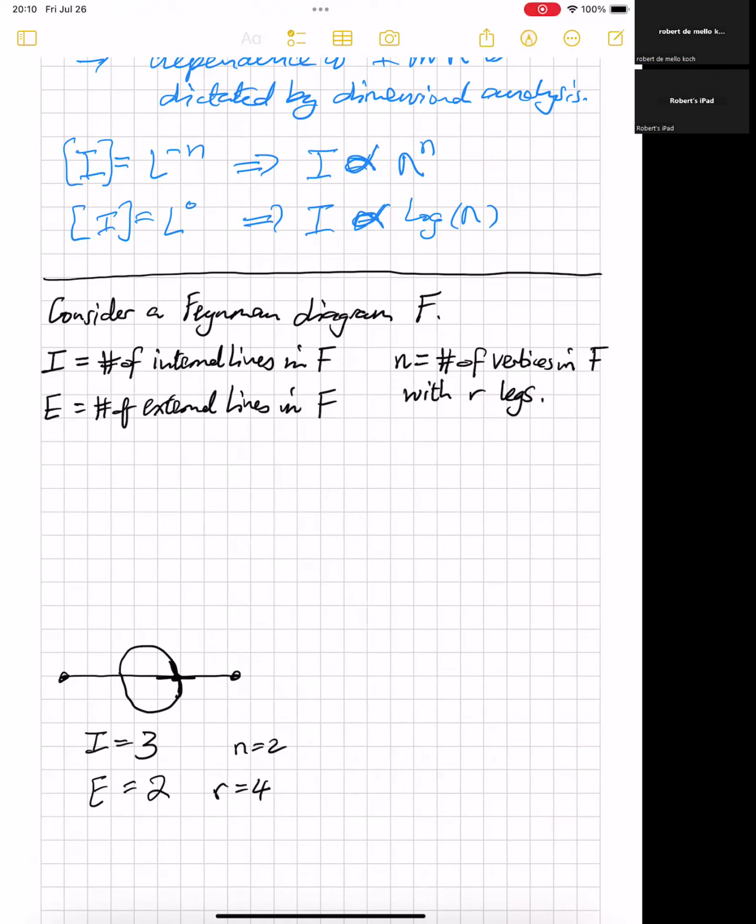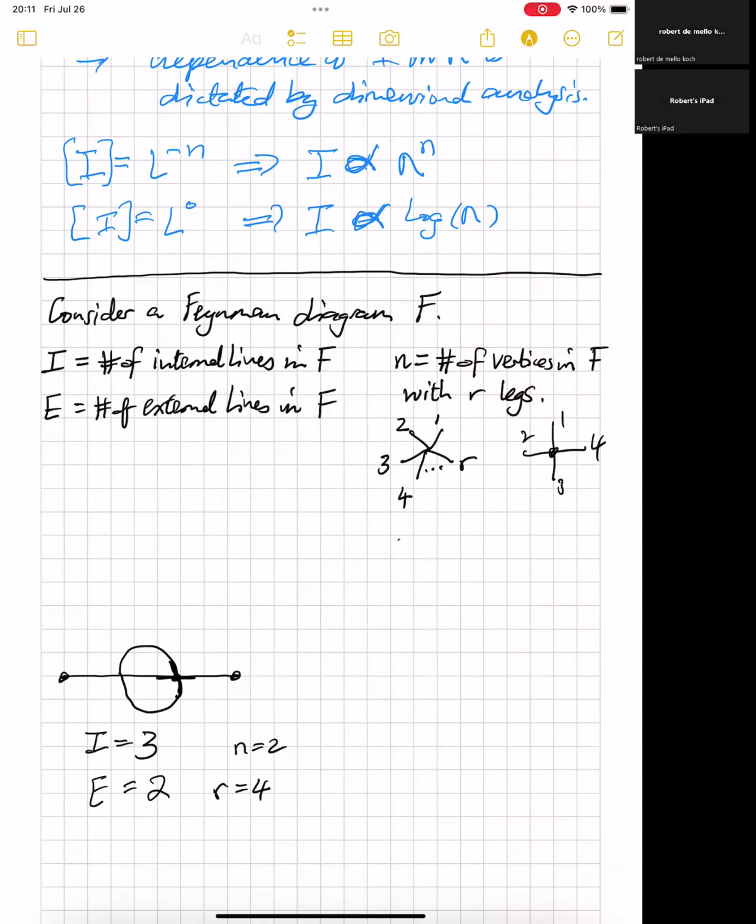In that case, we have a vertex that perhaps looks like this. If we were labeling the legs, this would be 1, 2, 3, 4, going all the way up to R. So for the vertex that we're considering with R as 4, we'd go 1, 2, 3, 4. So this is why R is 4.